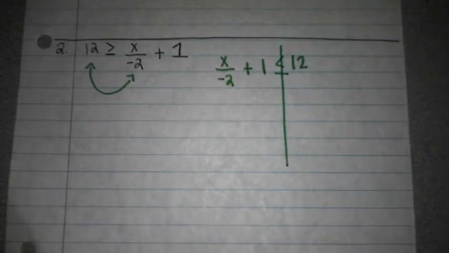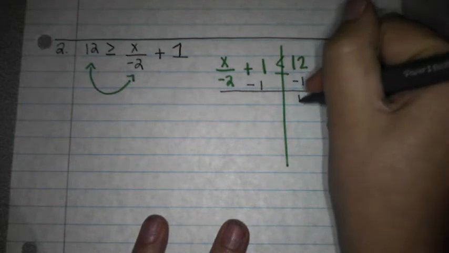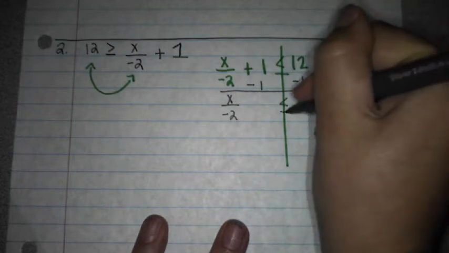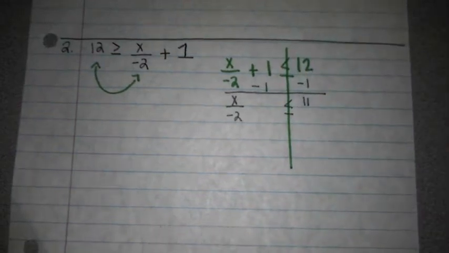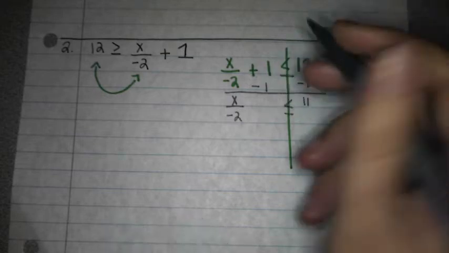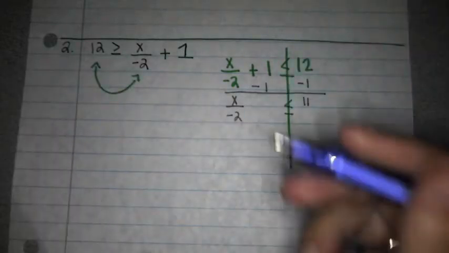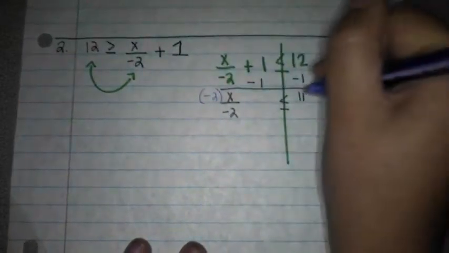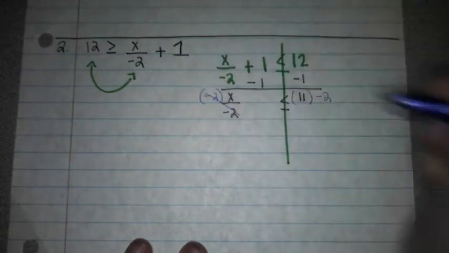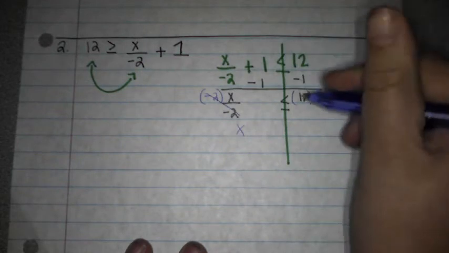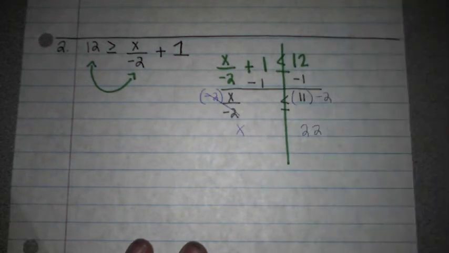So I'm going to subtract 1 from both sides, solve it like normal. 12 minus 1 gets me 11. And then bring down x over negative 2 and my symbol. Now once I've done this, I need to get rid of that negative 2. This is division. So the opposite of dividing is multiplying. So I'm going to multiply that negative 2 to both sides like this. That gets me 1x, and 11 times 2 is 22. And that's going to be negative because my signs are different.